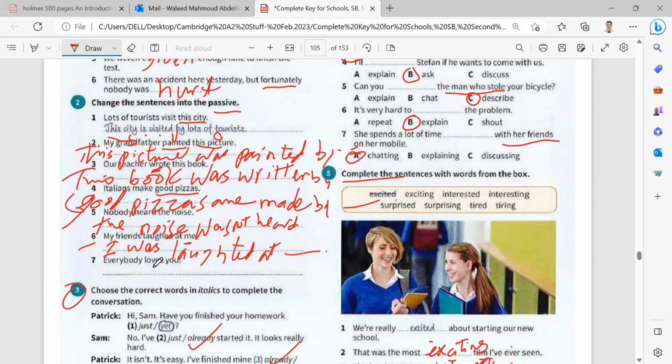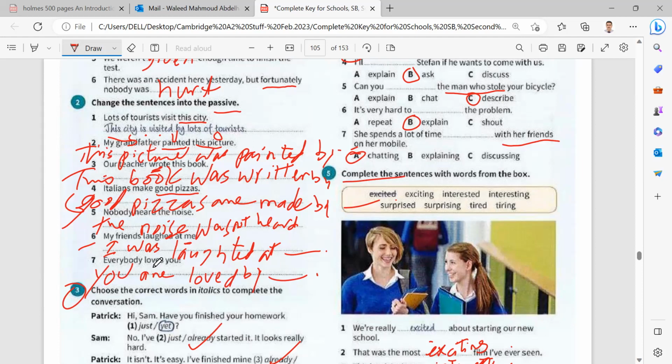طيب, everybody loves you. Everybody loves you. You. You are. أيوة. You are loved by everyone. Everybody. Or everybody, yes. Okay, Sarah.